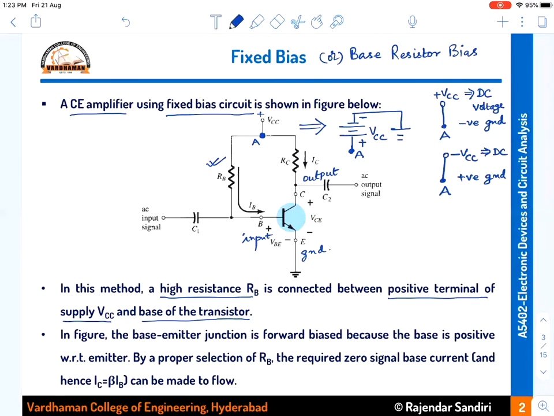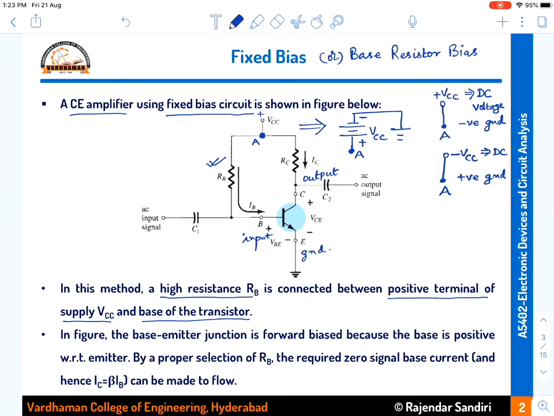So from now onwards we will not represent a battery exactly. Wherever you want to connect a battery at a node, if you write plus VCC, the positive terminal is connected there, and the negative will be by default connected to the ground. If at any node I represent minus VCC, then the negative terminal is connected there, and the positive terminal will be connected to the ground. That is the meaning of the connection.